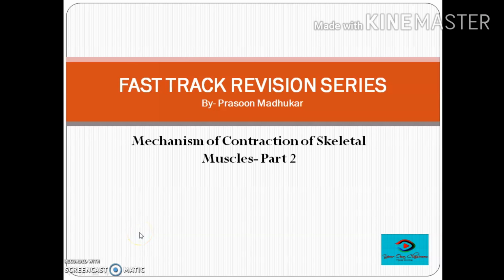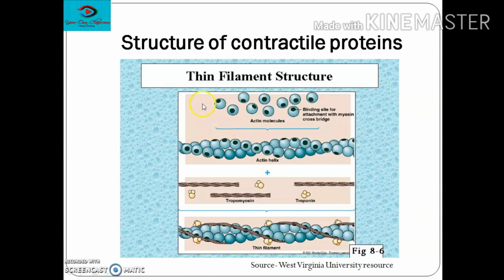Hello everyone. In this second part of mechanism of contraction of skeletal muscles, I will be focusing upon the structure of contractile proteins, in which we'll see the structure of thin filament first. Thin filament is composed of three different types of proteins: actin, tropomyosin, and troponin. As you can see, actin is formed of the clustering of globular actin molecules. The filamentous actin or the actin helix is formed when globular actin molecules come together.